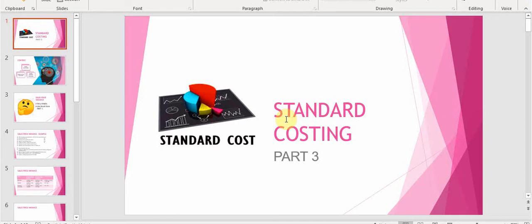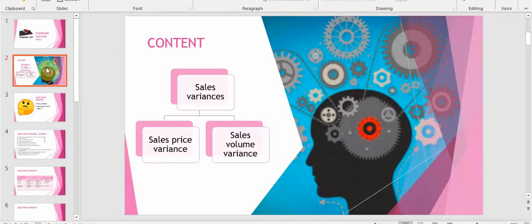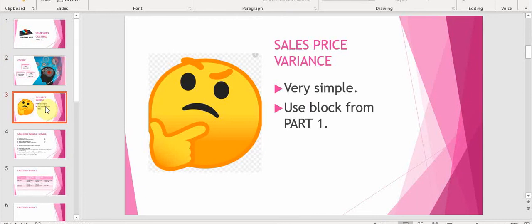As promised, this is a 4-part mini-series and we have reached the third part, and today we will be looking at sales variances in this presentation. So the content of this presentation is that we are going to investigate the sales price variance and the sales volume variance. So there are two sales variances, and both of these variances will be explained in this set of slides. So I'm just going to jump right into the explanation.